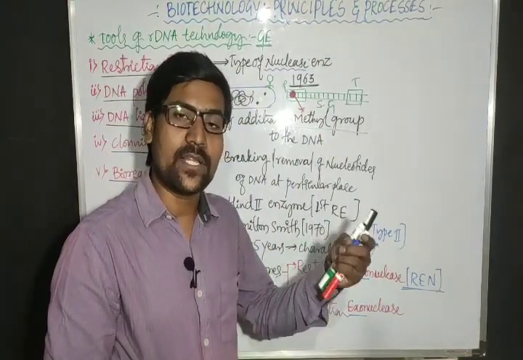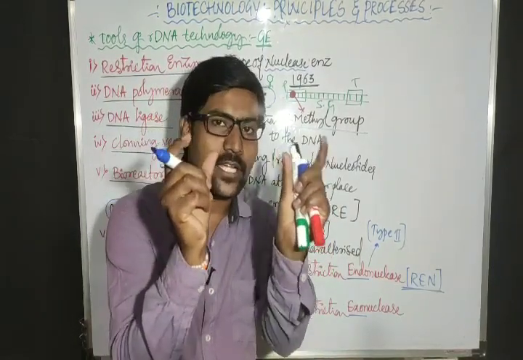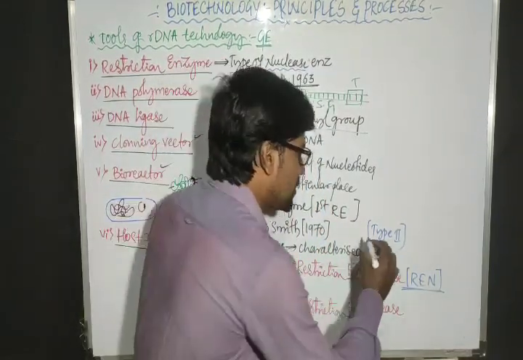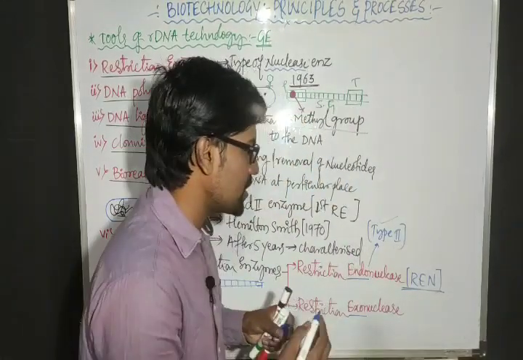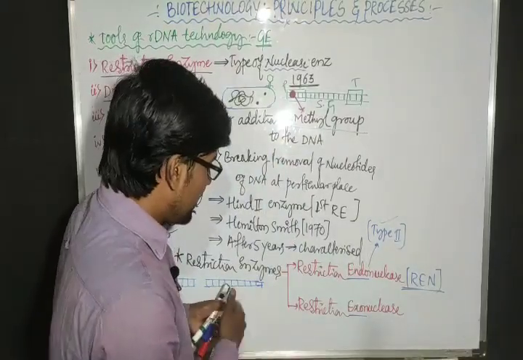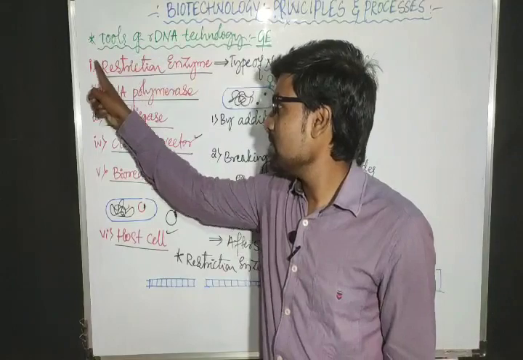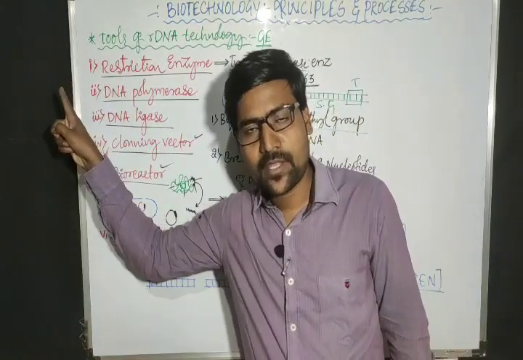And one more is type 3. That type 3 restriction endonuclease enzyme works between type 1 and type 2. But here we are majorly looking at type 2 restriction endonuclease enzymes. Anyhow, this enzyme is the most important thing.